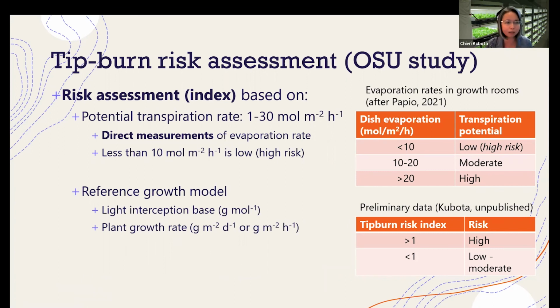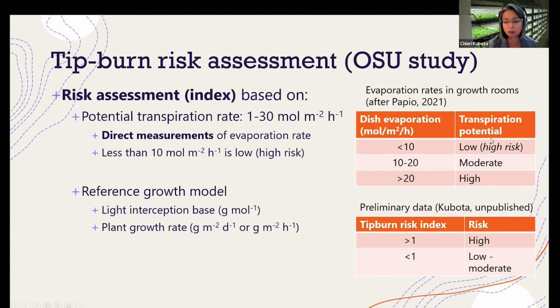Because transpiration depends on so many factors, individual factors cannot tell what the likely transpiration is. So that's why we decided to do direct measurement. My former graduate student, Gio Papio, did a whole bunch of measurements, and we got a good idea of the range we have in a typical indoor growing environment, and what range we might call low transpiration or evaporation, and what is the high evaporation rate.